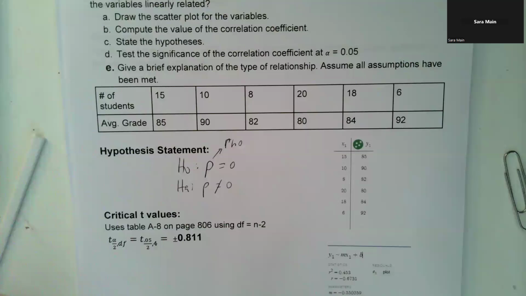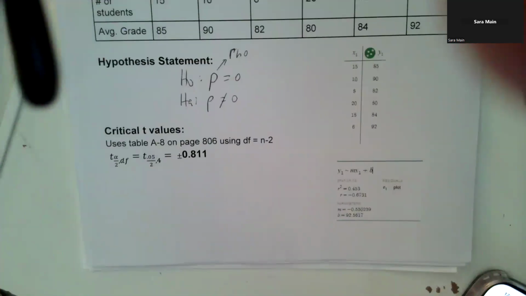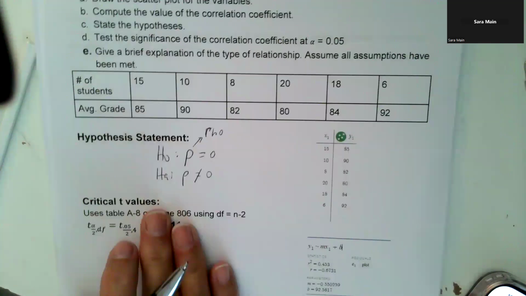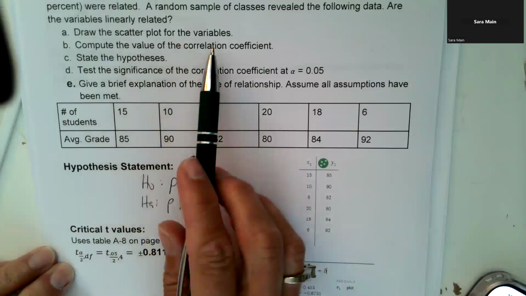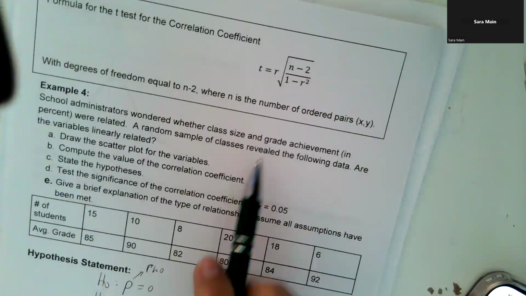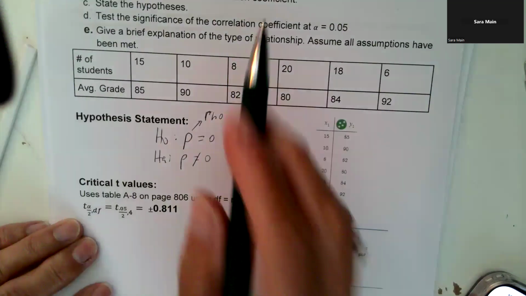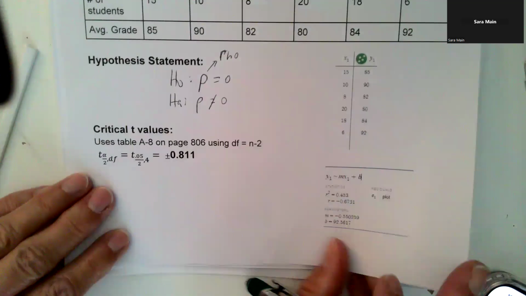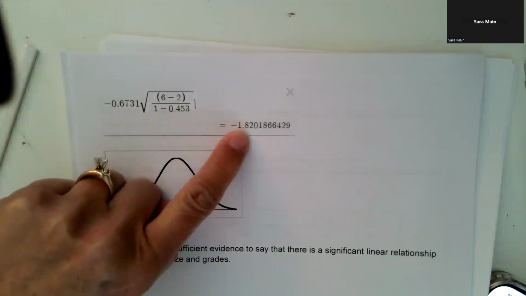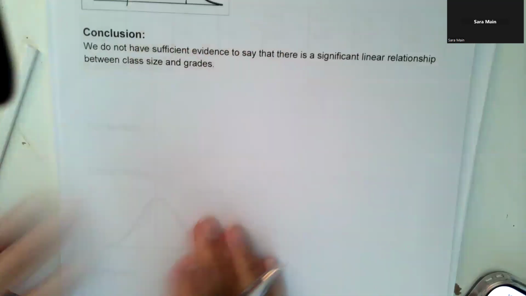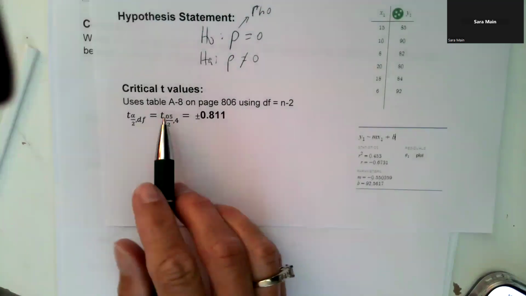Okay. Now there's a couple ways that you can reject this and say that there is a relationship. One of them is by taking the correlation coefficient and computing your t. So when I do that, I took all my data here, and on the next page, you'll see that we found our t. It's a negative 1.82. So we need to find our critical t values.